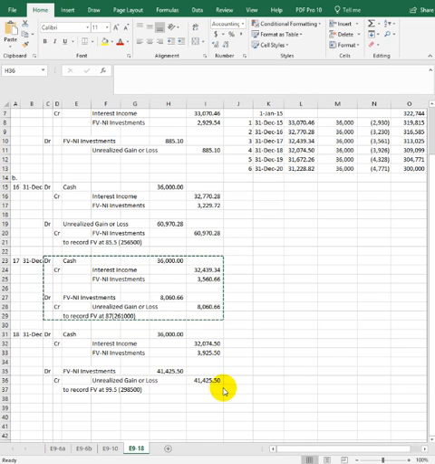So that was looking pretty good. The fair value through net income investment value goes up by 41,425.50, and that takes us all the way back to the end of part C. So I forgot to put in the C here. This is part C of the question, and we're good.